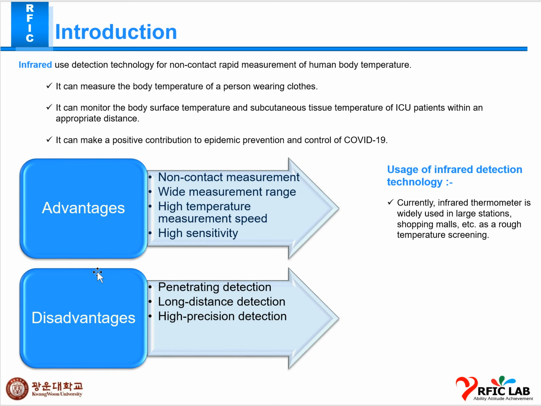And the major use of this technology is in places like shopping malls and universities. Rough temperature screening is done there. The main advantages are non-contact measurement, wide measurement range, high temperature measurement speed, and high sensitivity. The disadvantages are that penetrating detection is less, and for long distance detection we cannot find accurate results at long distance, and high precision detection is limited.